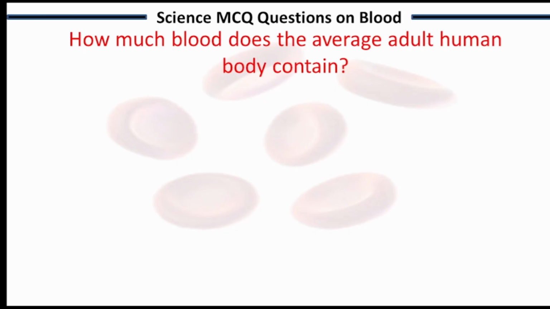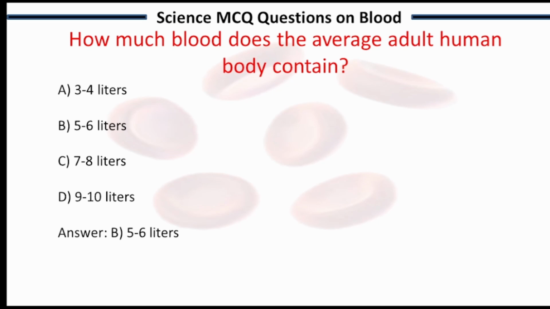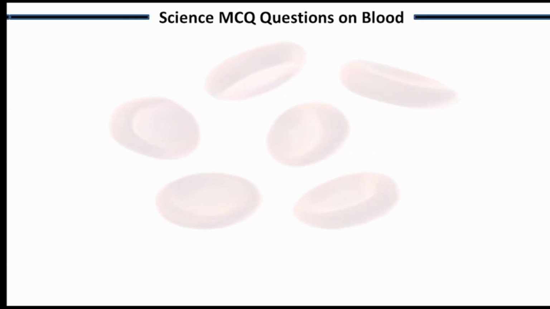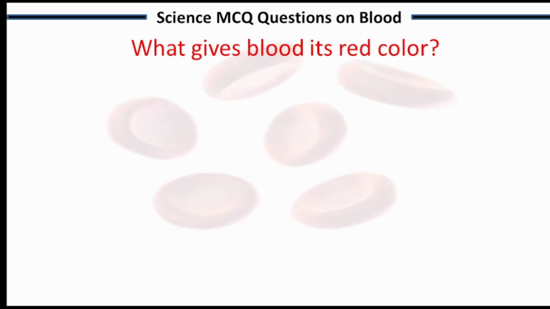How much blood does the average adult human body contain? Option A, 3 to 4 liters. Option B, 5 to 6 liters. Option C, 7 to 8 liters. Option D, 9 to 10 liters. The average adult human has about 5 to 6 liters of blood, which accounts for roughly 7 to 8% of body weight.